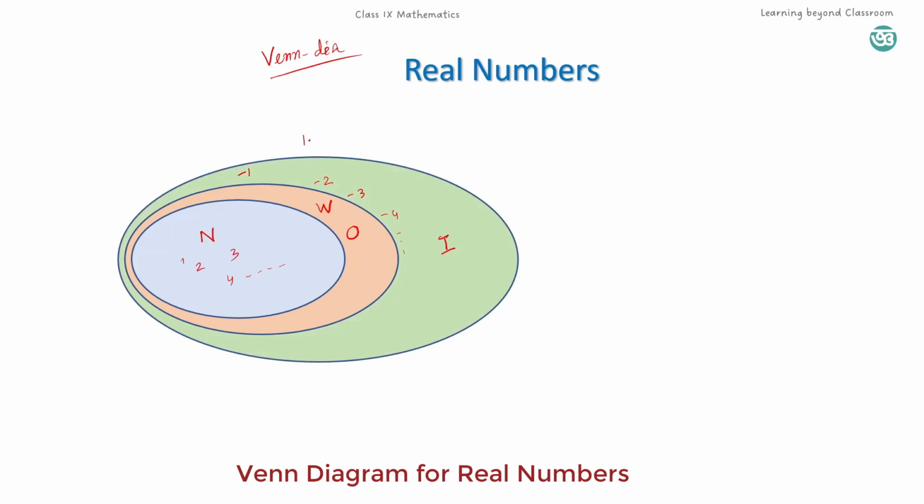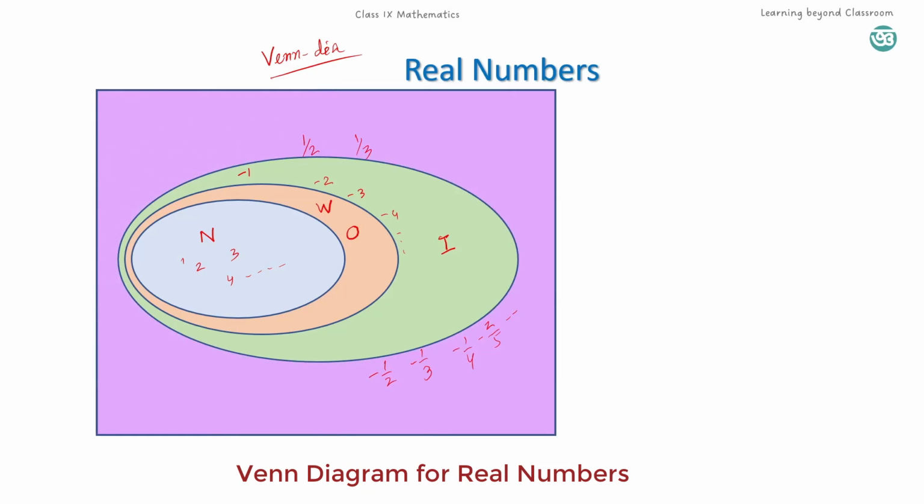Now if we add the fractions like 1/3, 1/4, also the negative fractions -1/2, -1/3, -1/4, -2/5 etc., including the proper fractions, then we will get the set of rational numbers, which is shown by this rectangular Venn diagram. So you can see all these sets, natural numbers, whole numbers, and integers are within this set of rational numbers, the rectangle. So these are the rational numbers.